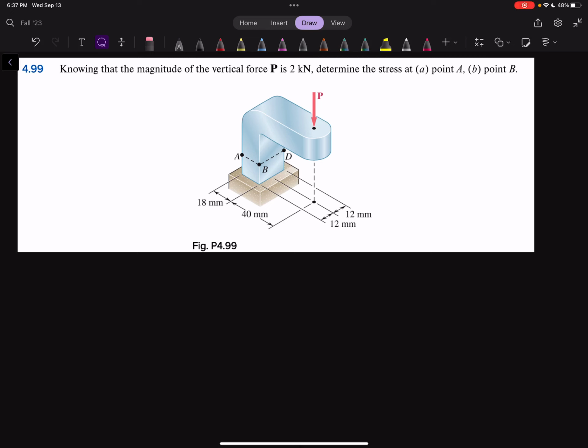Knowing that the magnitude of the vertical force P is 2 kilonewtons, determine the stress at point A and point B. Okay, this is my third attempt. I figured out every mistake I make, so let's do this together.